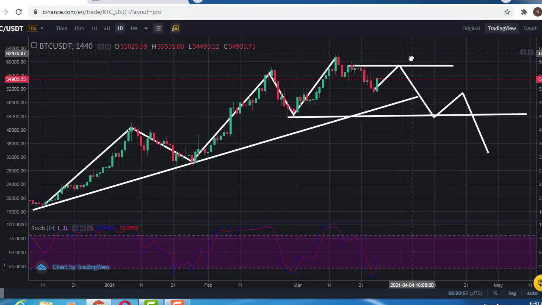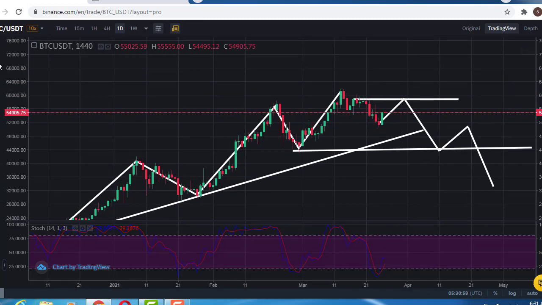We are expecting a new high to be created in Bitcoin, and then I'm expecting the market to hit about between $65,000 and $70,000 before it will then retrace again.